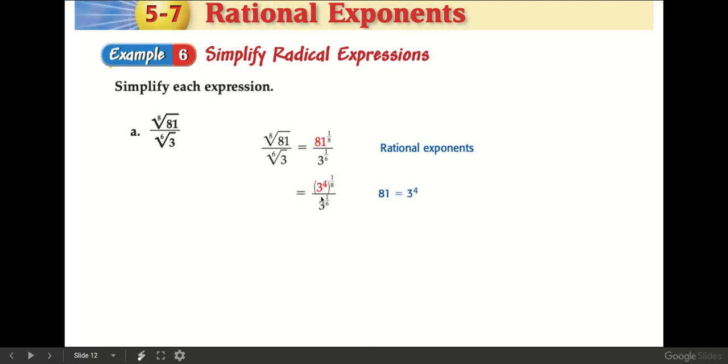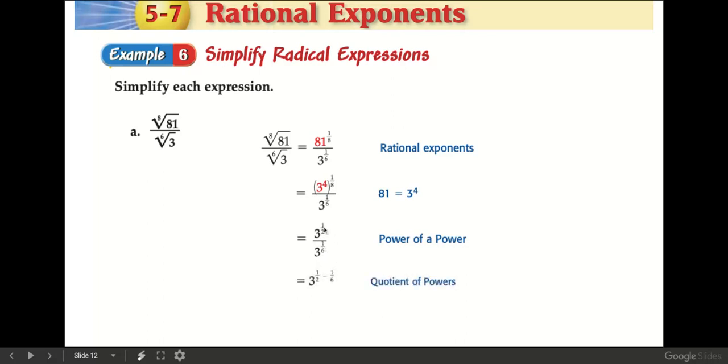So 81, I know, is 3 to the 4th power, right? Now that I've written this as 3 to the 4th power, and if you notice these 3's line up, now I have a power to a power, right? So if I have a power to a power, I can go ahead and multiply these. 4 times 1/8 is going to give me 1/2. So now I have 3 to the 1/2 over 3 to the 1/6 power.